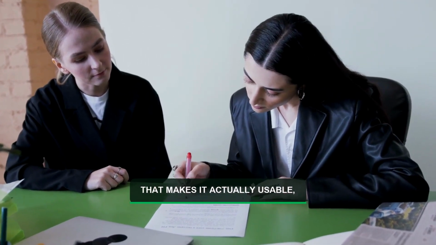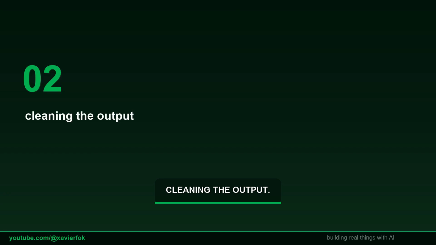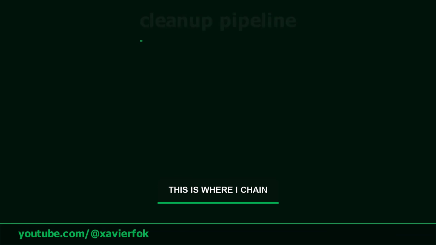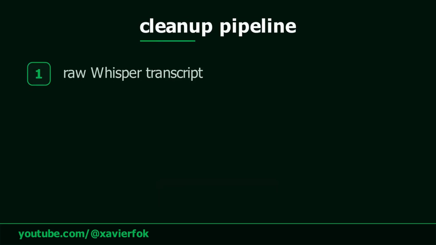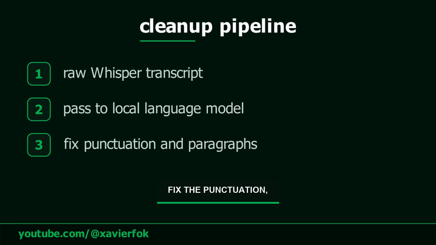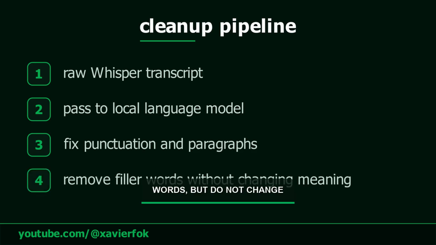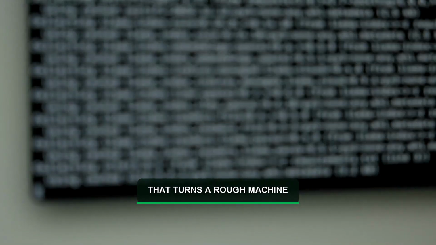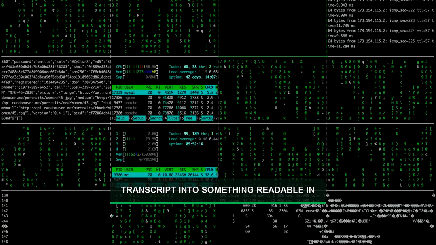Now the part that makes it actually usable, cleaning the output. The raw transcript is a wall of text or a stream of timed lines, and it usually needs a little work. This is where I chain in a language model. I take the raw Whisper transcript and I pass it to a local model with a simple instruction. Fix the punctuation, break it into paragraphs, clean up the obvious filler words, but do not change the meaning or invent anything. That turns a rough machine transcript into something readable in seconds.